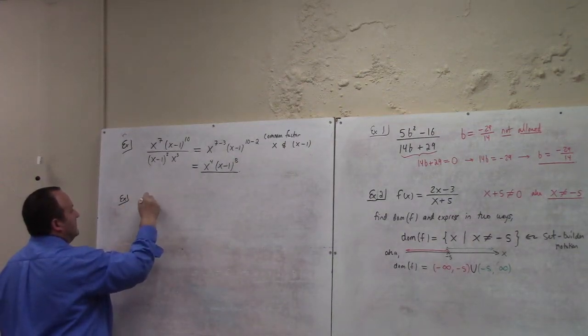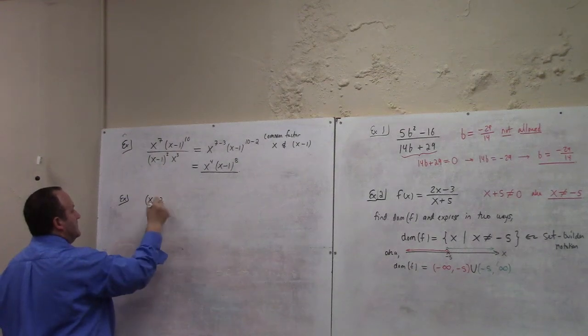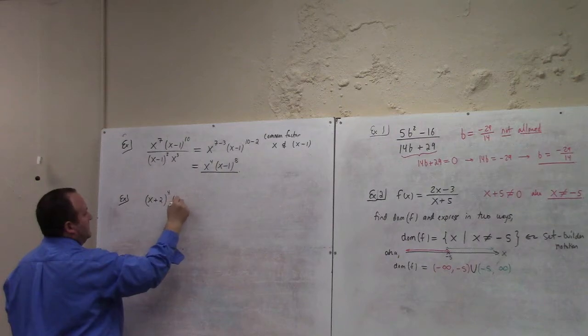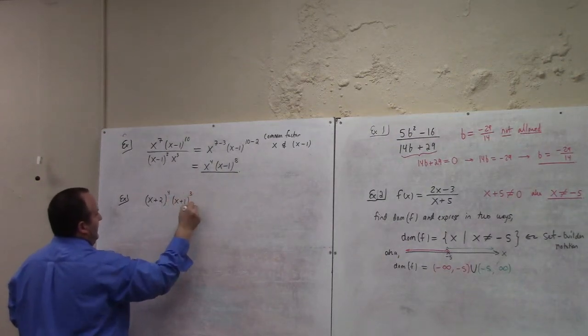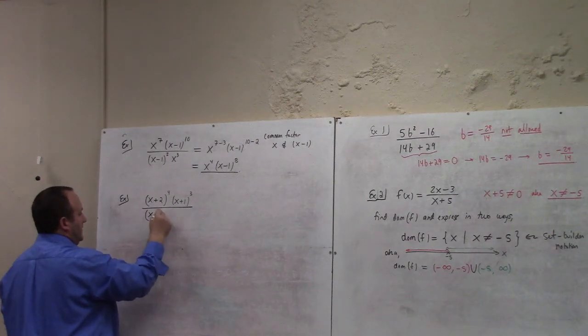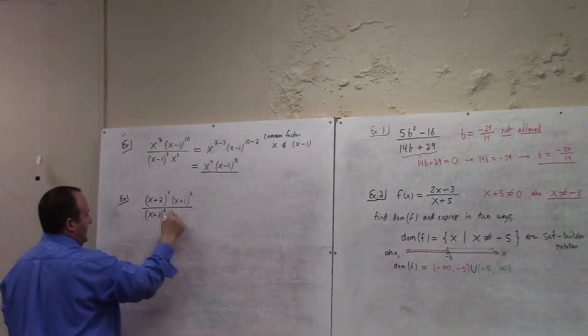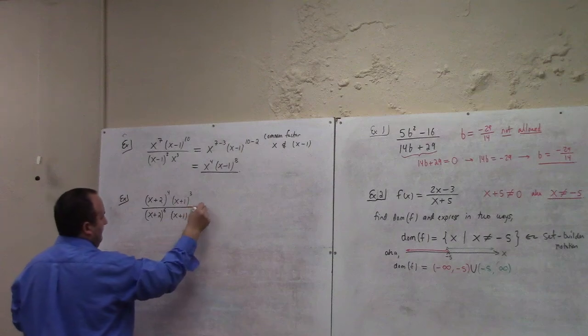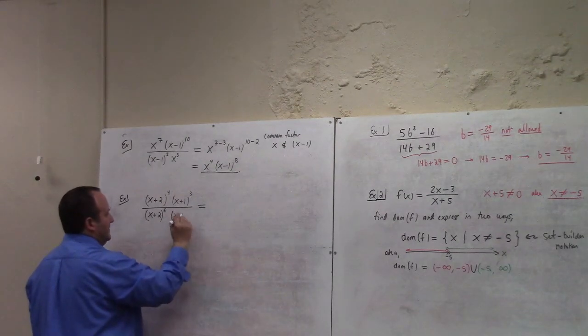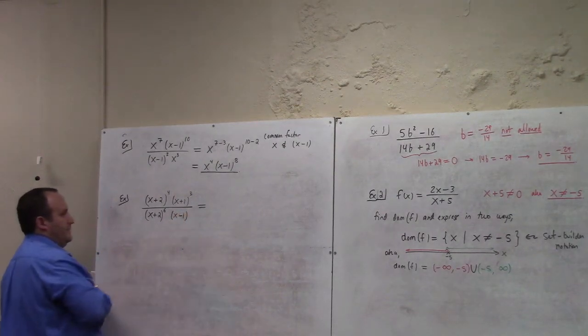I'll do another. So x plus 2 to the 4th power times x plus 1 to the 3rd power divided by x plus 2 to the 6th power times x plus 1. Right? Or how about this? Instead of x plus 1 down here, x minus 1. All right.